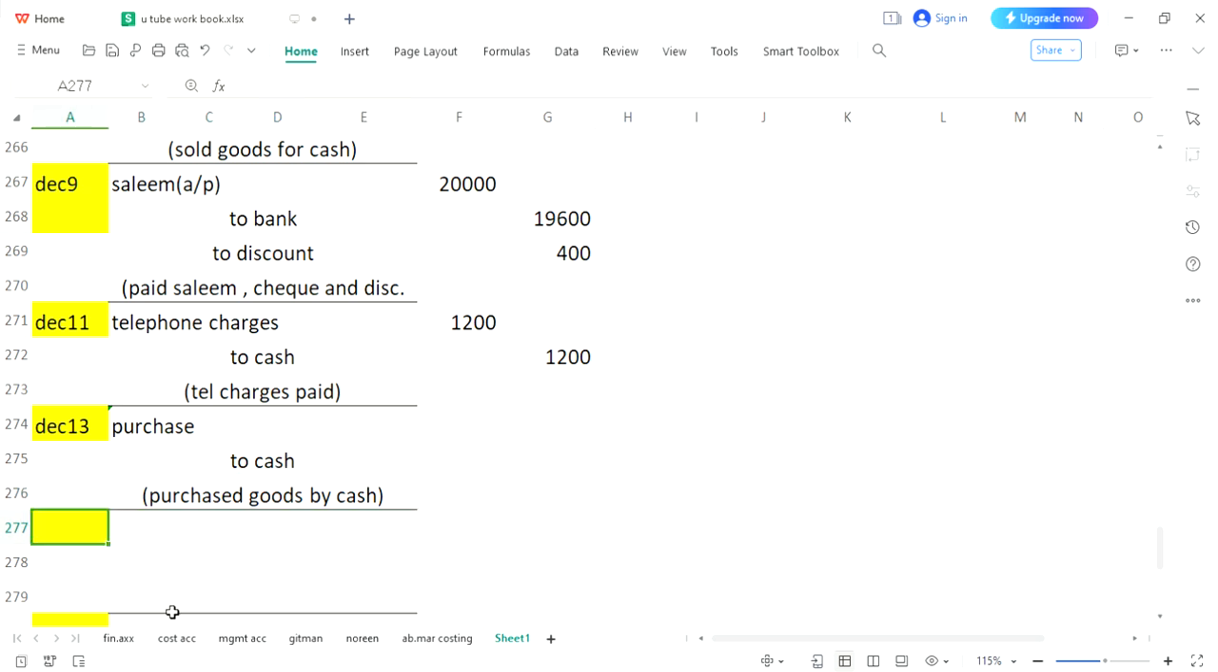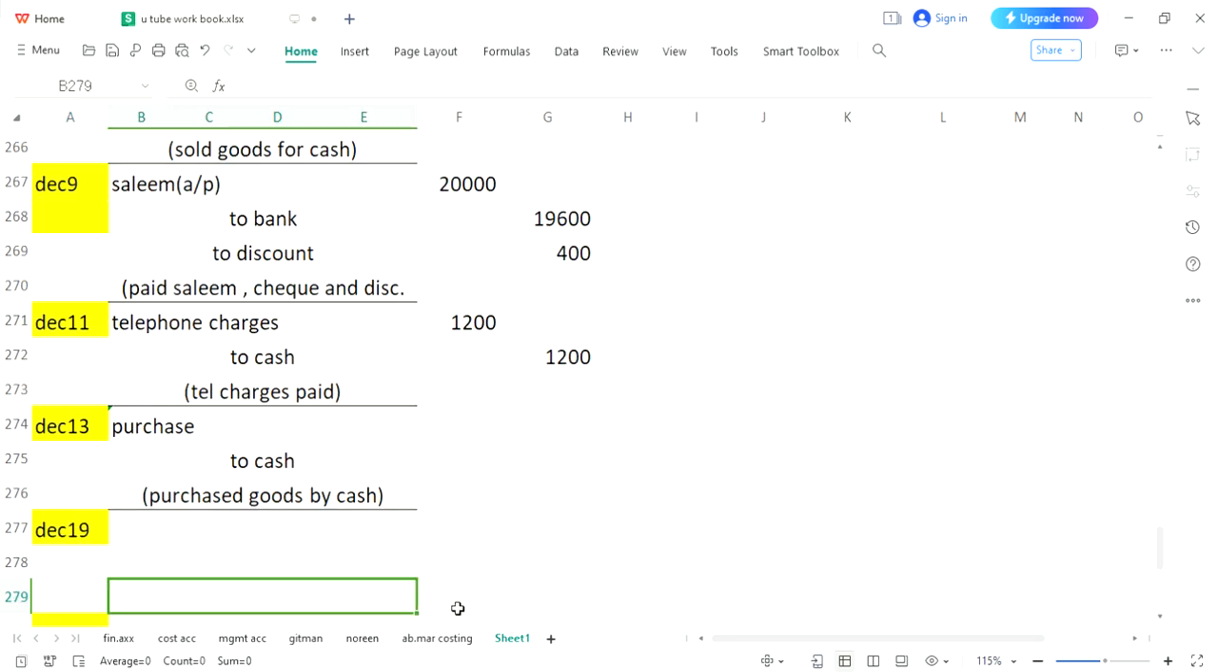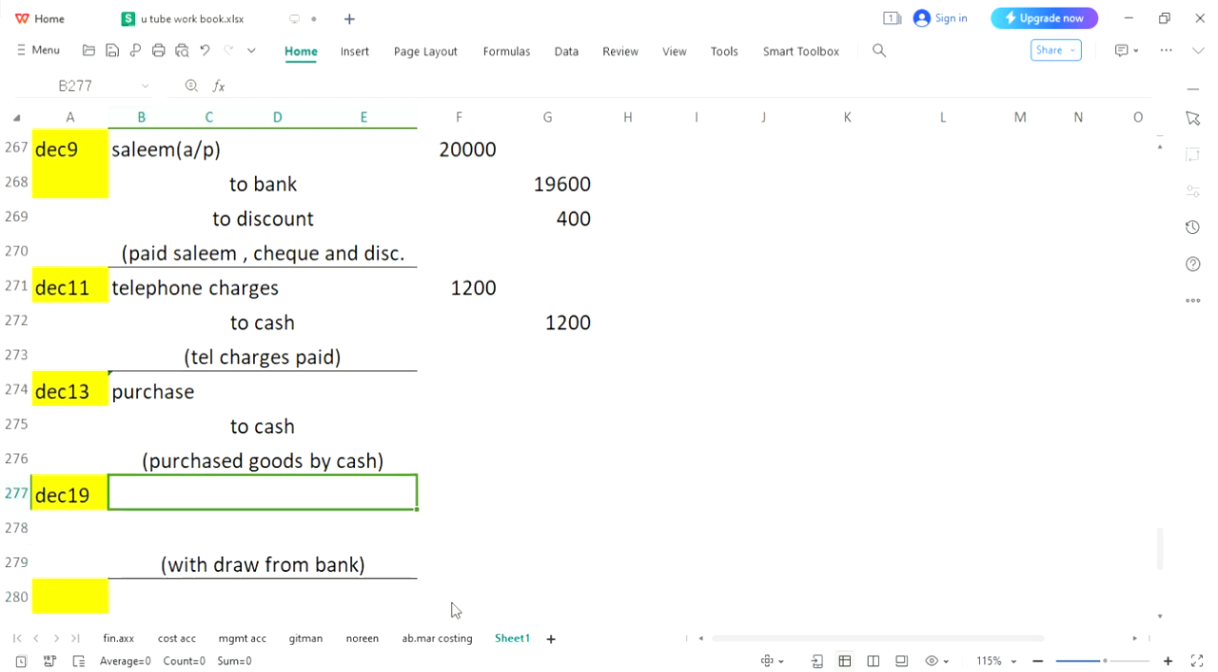Now December 19. Put the date over here. December 19 is saying withdraw from bank for business use. So you will write withdraw from bank. Obviously, when you draw something, it would be cash. Cash is coming in. Cash is your new asset. Asset should be debited. So you will debit cash.